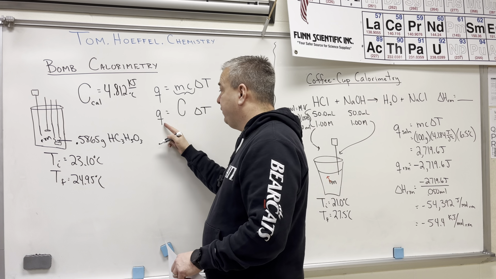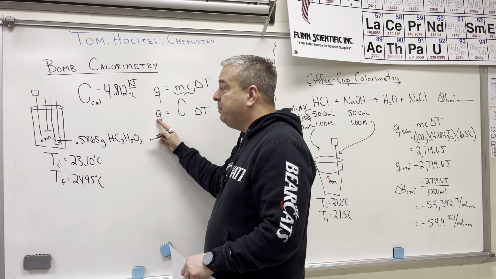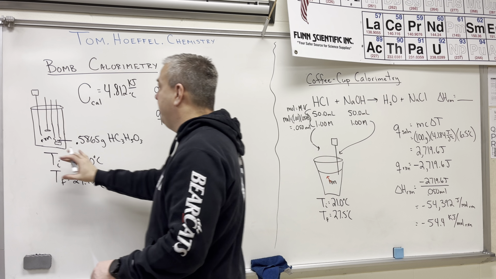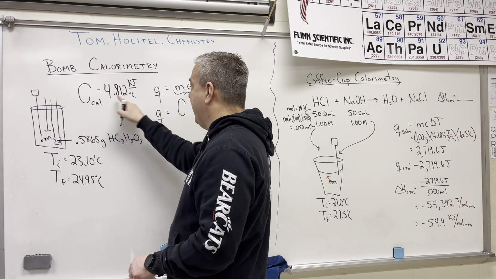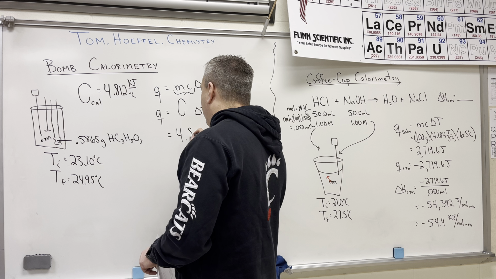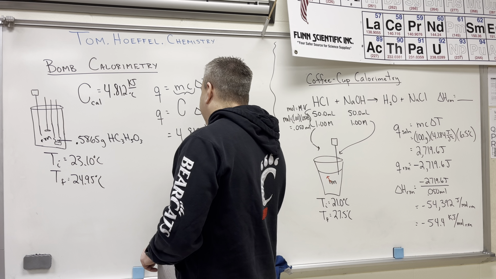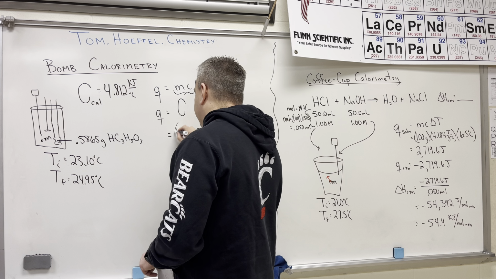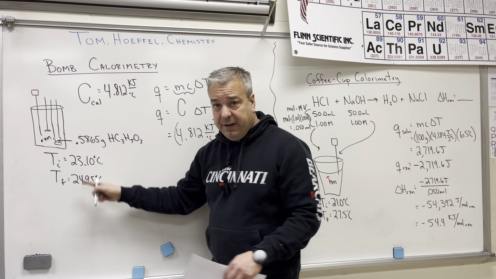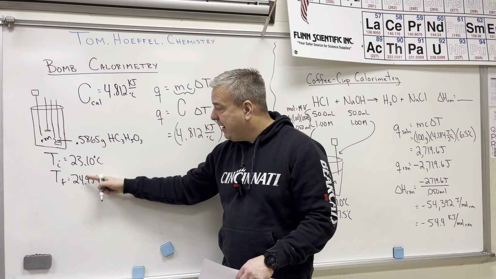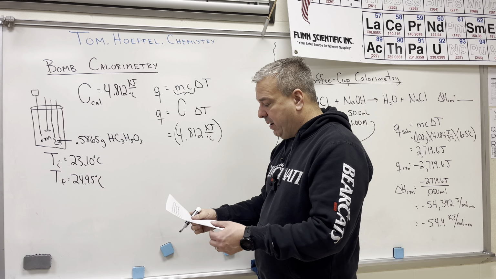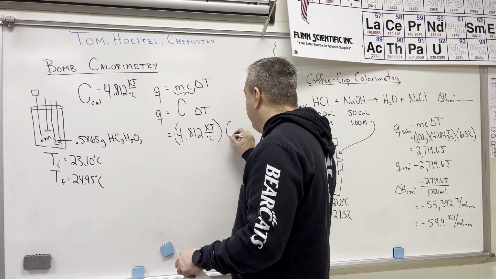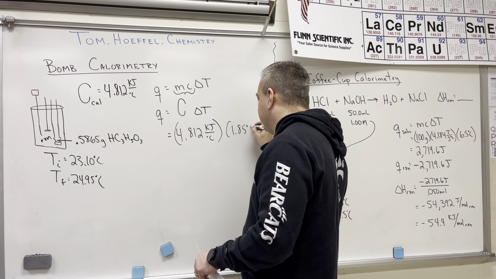What I'm going to do is figure out how much heat is being absorbed by this calorimeter. The calorimeter has a heat capacity of 4.812 kilojoules per degree Celsius, and I've got to figure out the temperature change. 24.95 minus 23.10 is going to be 1.85 degrees Celsius.